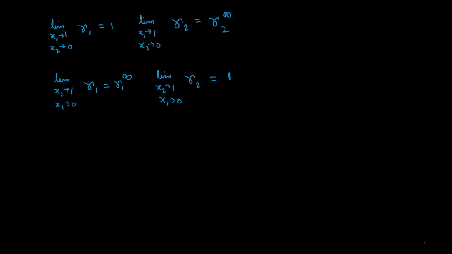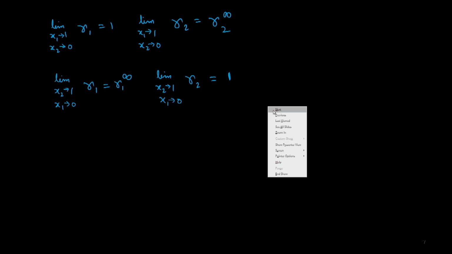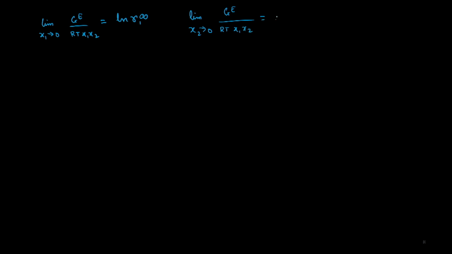Now that we know how they behave at the ends of the phase diagram, to make sure that this behavior holds, it turns out that the limit of x1 going to 0 of GE by RT x1 x2 will be equal to ln gamma 1 infinity, and the limit of x2 going to 0 of GE by RT x1 x2 will be equal to ln gamma 2 infinity, right? And we can show this based on our previous discussion.